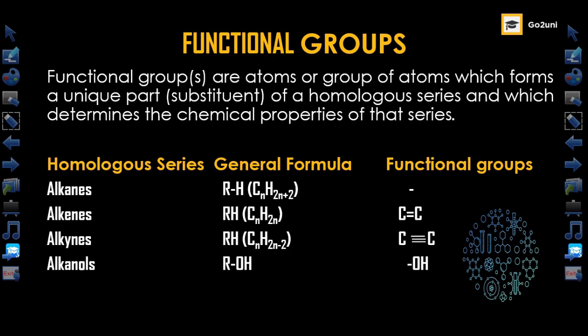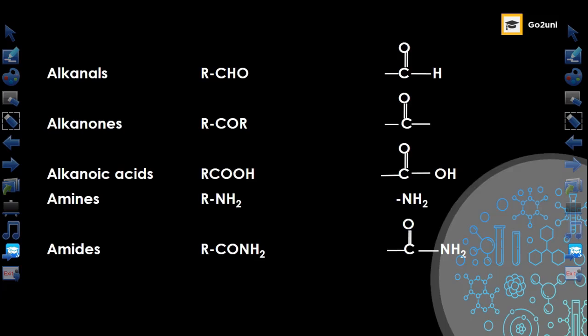So for a functional group, alkanes literally have none. They're just straight hydrocarbons. Alkenes have the functional group which is the double bond. Alkynes, the triple bond. Alkanols have the functional group OH, that is the hydroxyl group. And the hydroxyl group, like we said from the beginning of this lesson, helps to impart polarity to alkanols. That is why alkanols are soluble in water. So that is the functional group for alkanols.